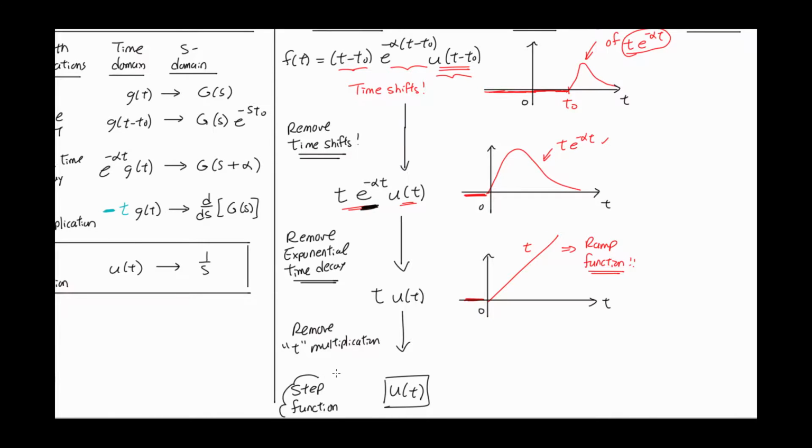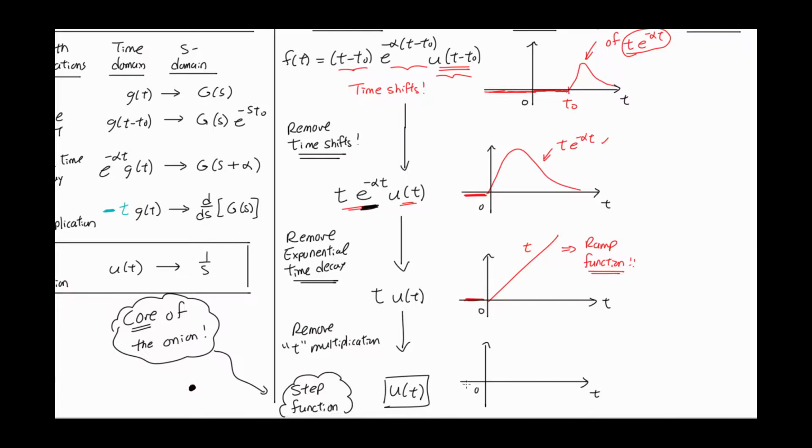Oh, score, man. You know what really happened? We've actually reached the core of the onion, right? u of t is as simple as it gets. So we're going to draw the core right there, just for kicks. Now we know the function u of t is shaped like a step function at t equals 0. And what's the Laplace transform of this guy? We know this. This is just 1 over s.